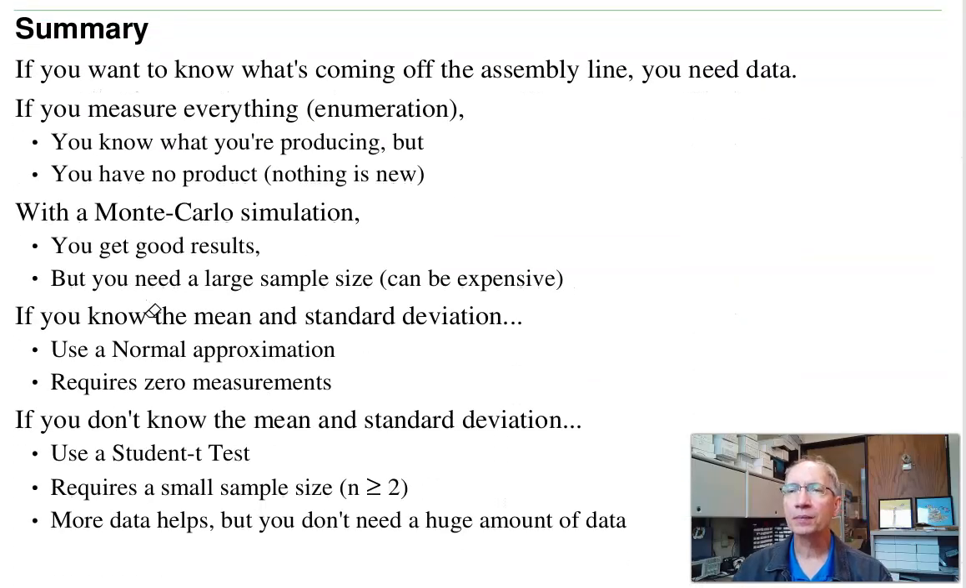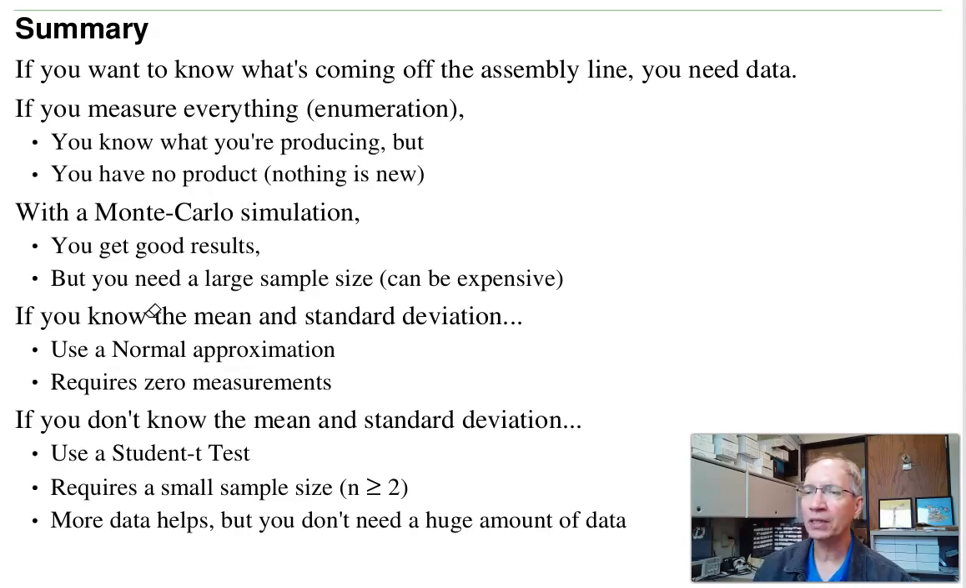So that's kind of a t-test. If you want to know what's happening on your assembly line, you need data. If you can measure everything, just use enumeration. That way you know exactly what you're producing in industry, but then you have no product to sell because you've tested everything, everything's used. I could use a Monte Carlo simulation. That gives you good results, but you need a huge sample size like 1 million. It can be very expensive. If I know the mean and I know the standard deviation, then I don't really have to do any measurements. I can just use the normal approximation and get pretty good answers.